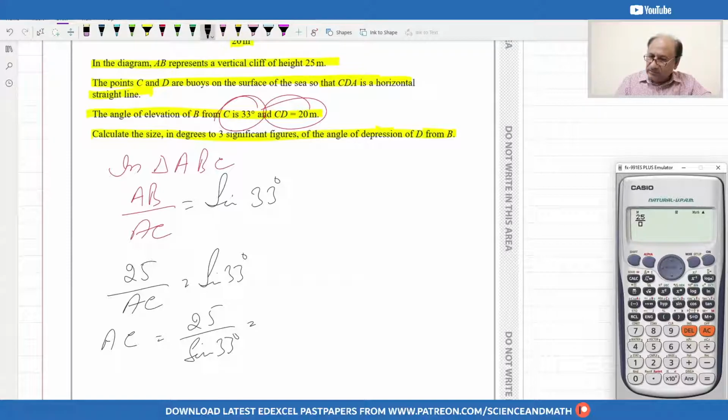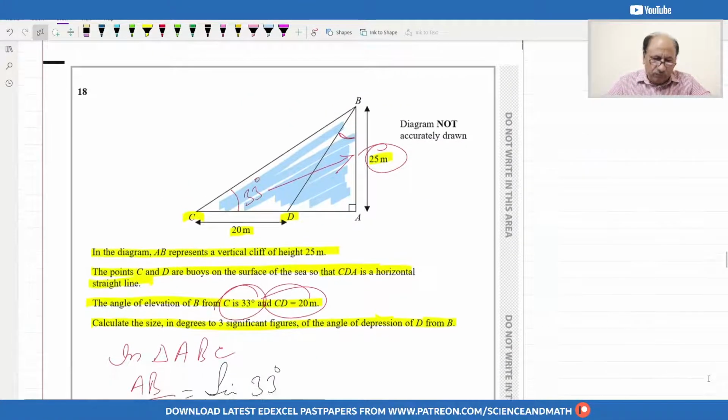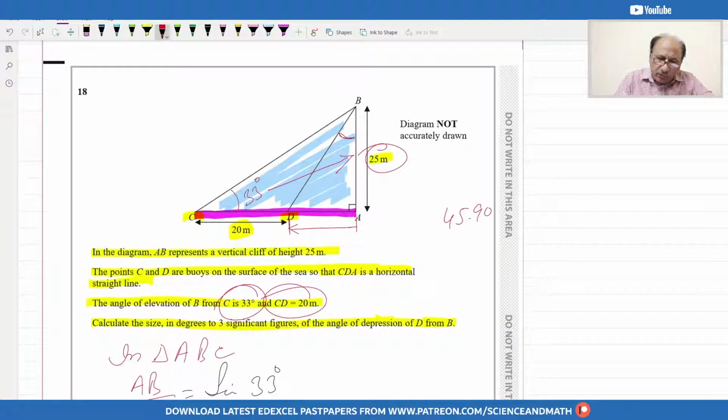25 over sine of 33 degrees, we can calculate, and this will be equal to 45.90. This will be meters in length. So 45.90 is this complete length, out of which this is 20, and remaining will be AD. We can figure out AD length will be 45.90 minus 20, so it will be 25.90. 25.90 will be this length.